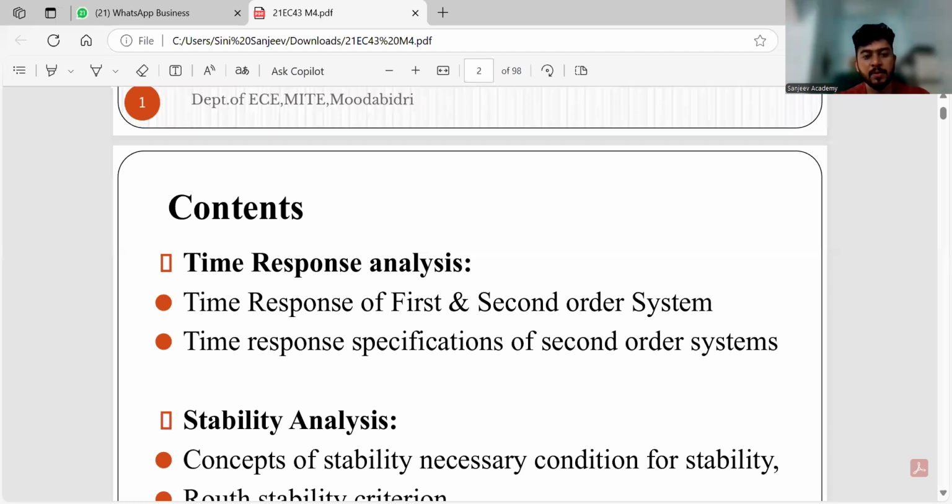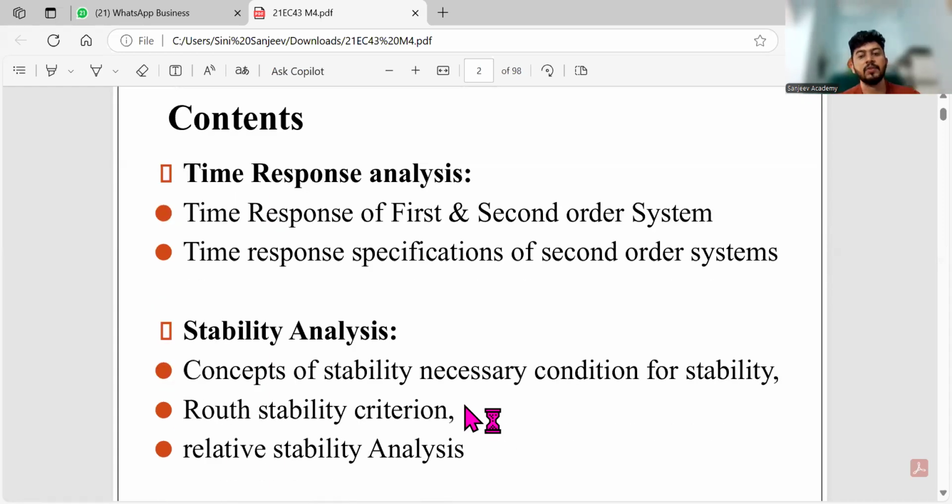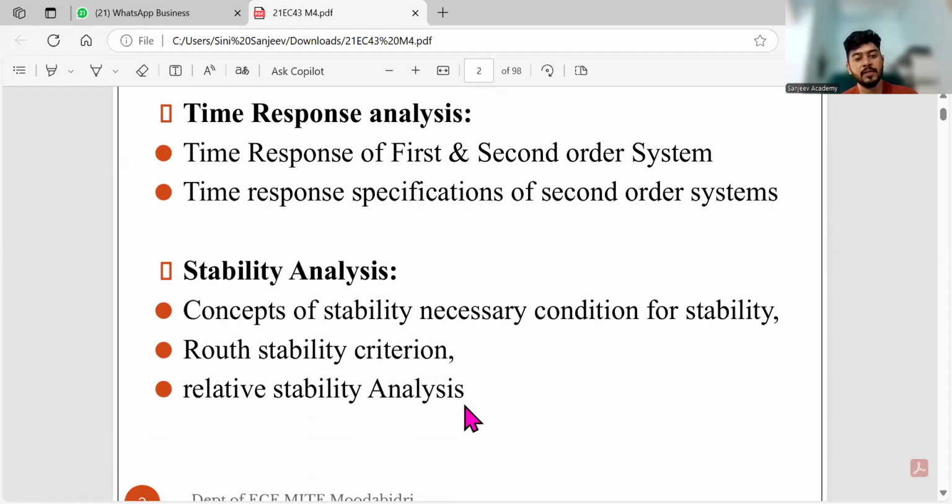Coming to the time response analysis, we have two systems: the first order system and the second order system. We will be learning about damped, undamped and all of those conditions. And stability analysis. The first part, as you can see, is a very important question which can be asked for the examination: concept of stability, necessary condition for stability. That's a very important question.